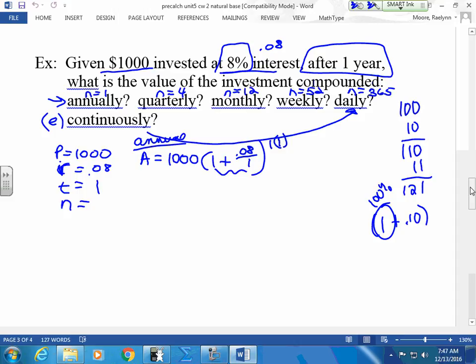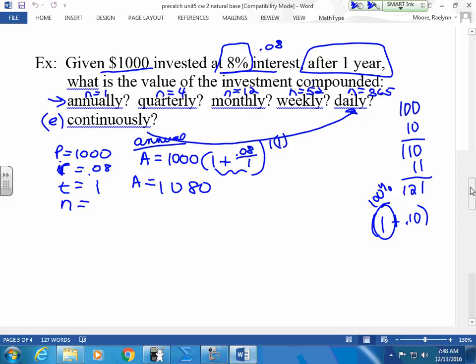So all you're going to do is throw this in your calculator. Agree? So you're going to throw it in your calculator and you're going to come up with $1,080. This is what you made after 1 year.